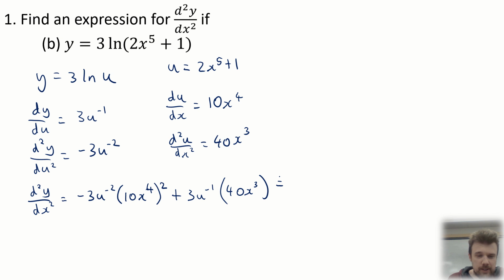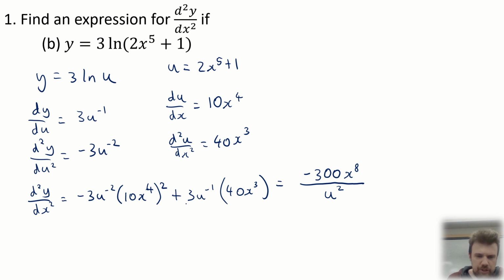So we've got to be really careful here. We're squaring the 10 and squaring the x to the 4. So the 10 squared is 100. And then timesing it by the minus 3 will get us minus 300. We've got an x to the 4 squared, so that gets us an x to the power of 8. And then we've got the u to the power minus 2. So actually I'm going to do it in 2 stages. I'll write that u to the power minus 2 on the bottom for the moment.